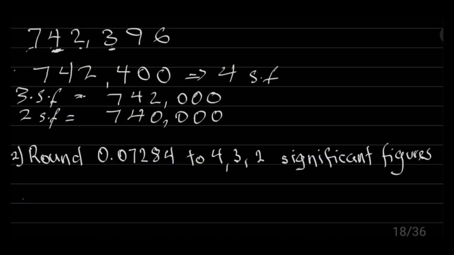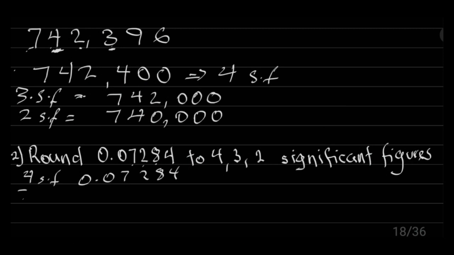Now let's look at how we can round up decimals to significant figures. Now, rounding up decimals to significant figures, we have to pay attention to the decimal point and then the details. We said the first significant figure is the first non-zero number. So the first significant figure is 7, second is 2, third is 8, fourth is 4. So to round it up to 4 significant figures, the value of this number is not going to be changed.